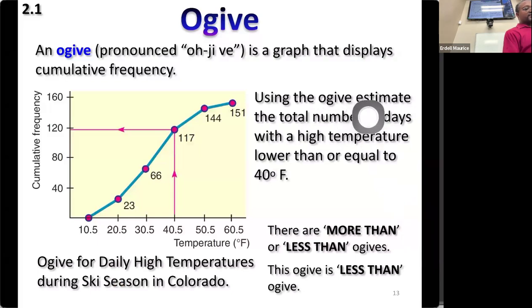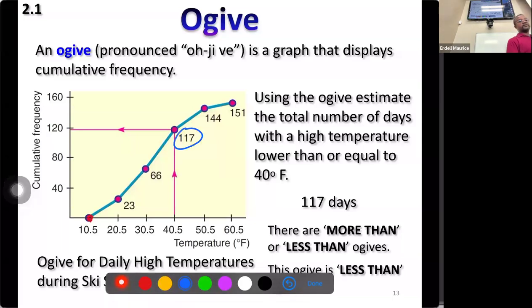Using the ogive, you can estimate the total number of days with a high temperature lower than or equal to 40 degrees. So they simply find the 40-degree marker, and then you go up and you go over. That number is 117. And so what they're saying is that there are 117 days where the temperature is less than 40 degrees.